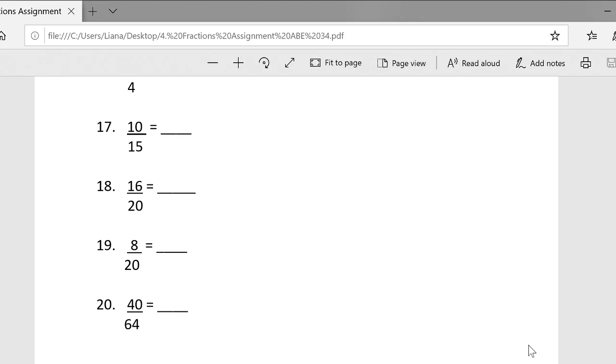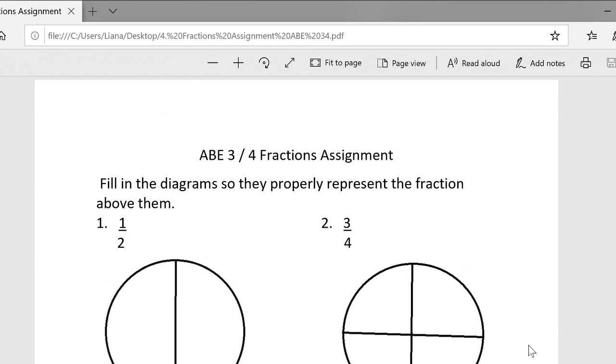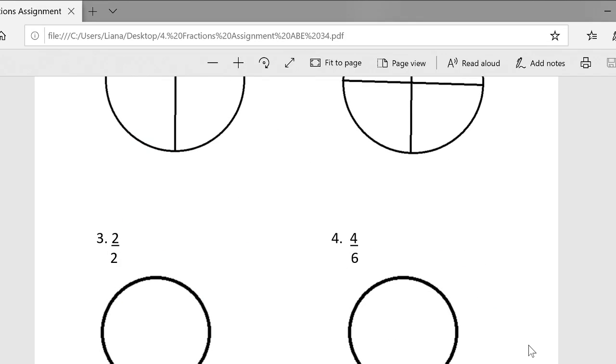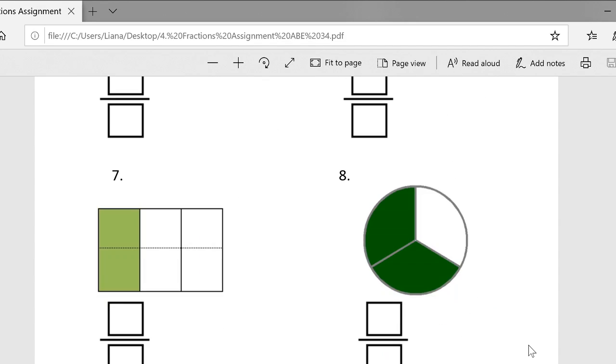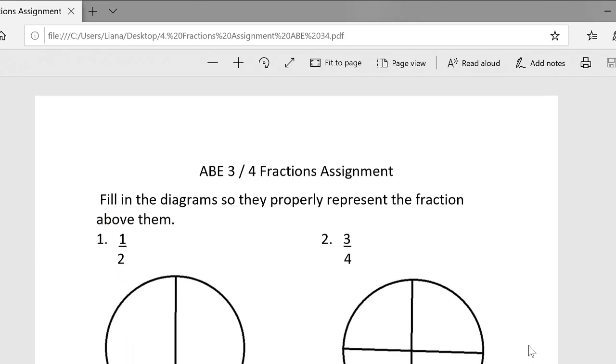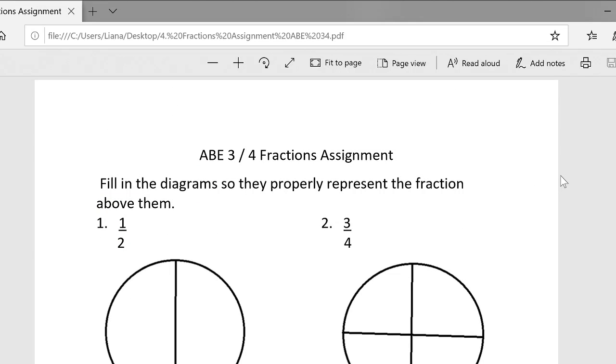It is a bit of a longer assignment. It's quite a few pages here. Keep in mind that for the first couple pages, there's only 8 questions, but they take up a lot of space because of the diagrams, right? So it looks really long, but to be fair, a lot of it is just taken up by our shapes, and then you do have 2 weeks to work on it.